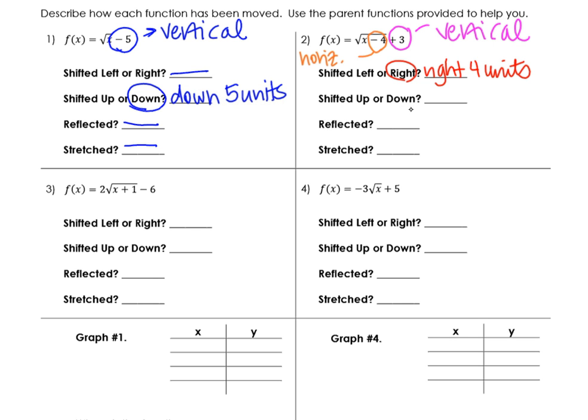And shifted up or down, we do have a vertical movement of that plus 3. So that's outside, so that's going to go with whatever it is. This is plus 3, so we go up 3 units. Now, I kind of touched on this in number 1, but these two questions come from the a value. In this case, a is just 1. It's just 1 times that, so nothing's going to happen. No reflection, no stretch.